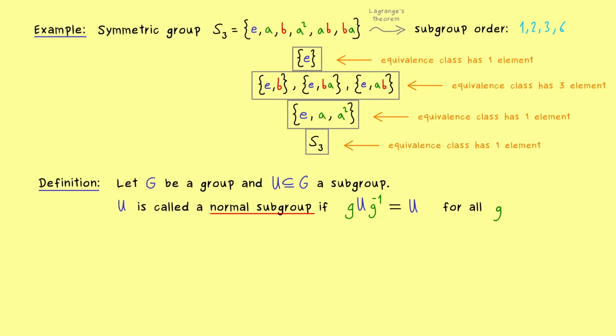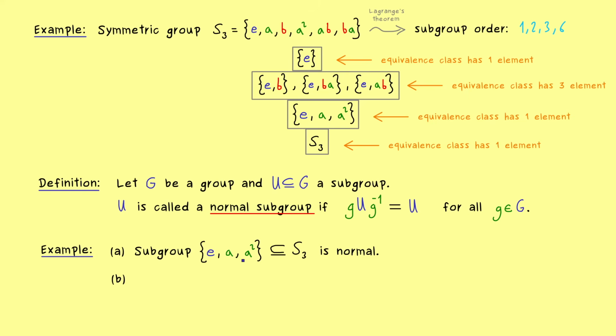And obviously this equation should hold for every g in the group G. And with the discussion above, we can already state one important example. So the subgroup {e, a, a²} is normal in S3. Obviously in S3 it's not the only normal one, but it's the only normal one which is non-trivial.